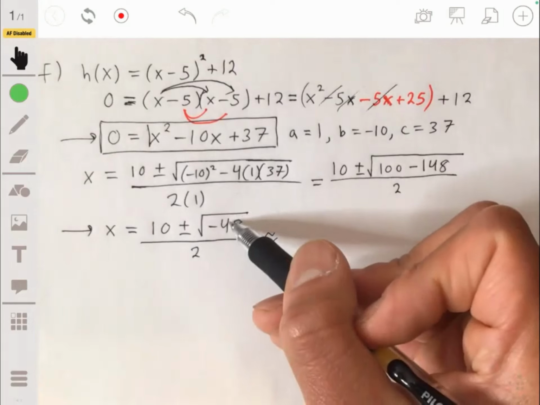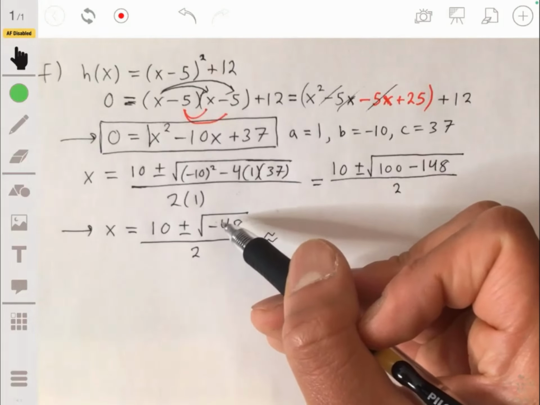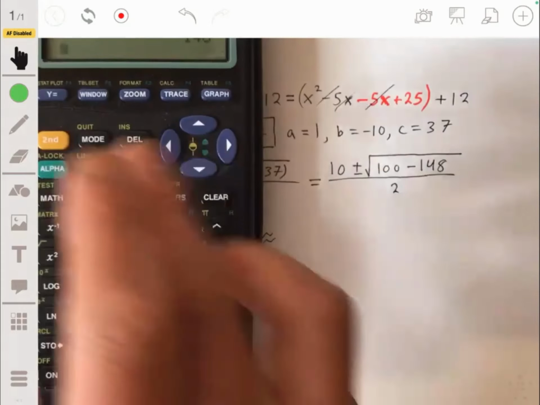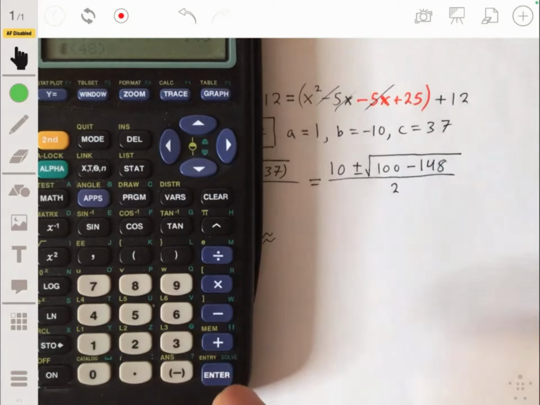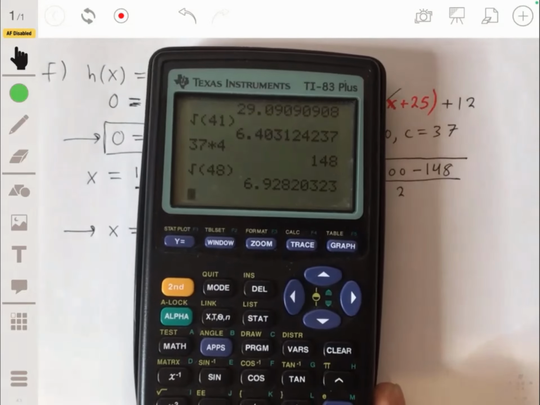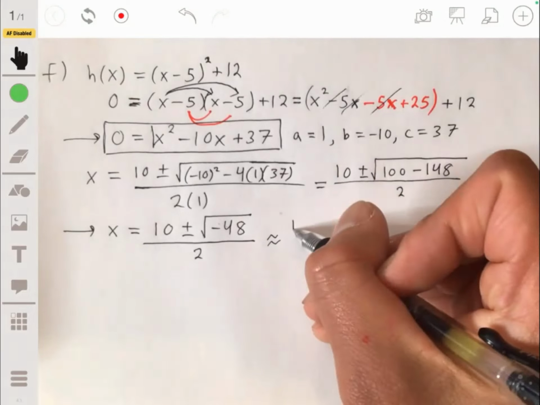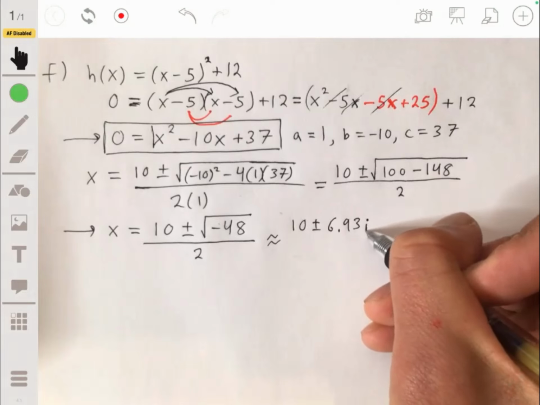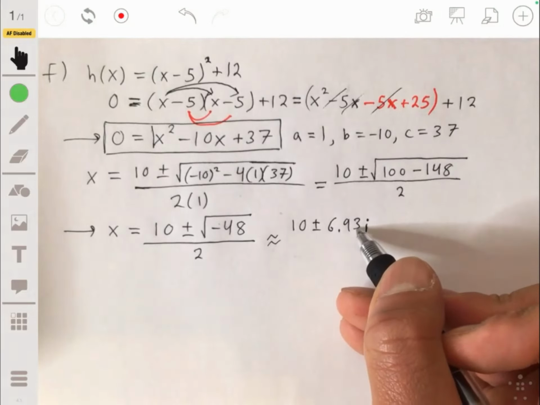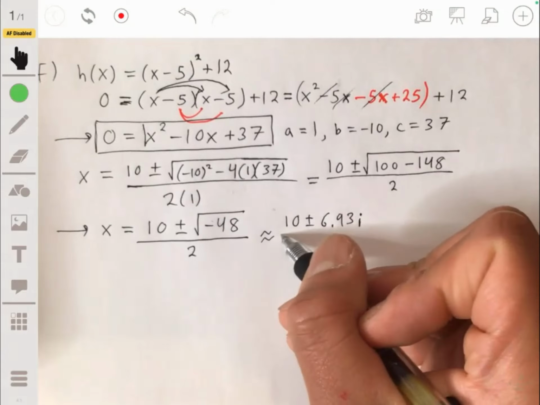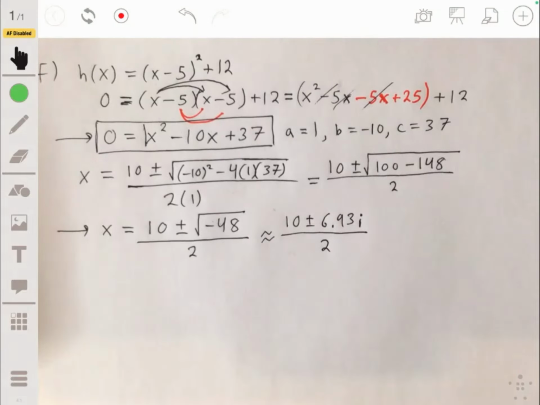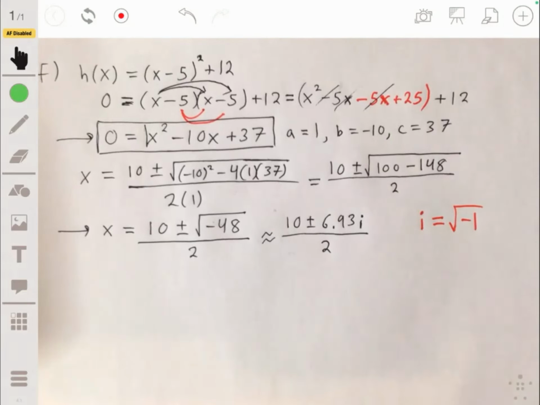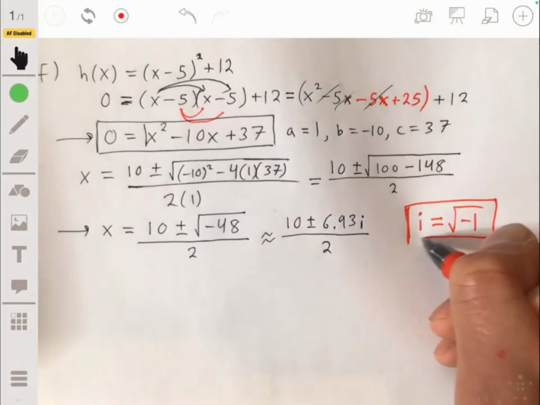Okay, so if you remember when you have the square root of a negative number, this is going to be an imaginary number or a complex number. So we take the square root of 48 to get an approximation, so about 6.93. So we're going to have 10 plus or minus 6.93. But since it's a negative number, it's going to be 6.93i, all over 2. So for reference, i is defined as the square root of negative 1. So remember this anytime you're taking the square root of a negative number.